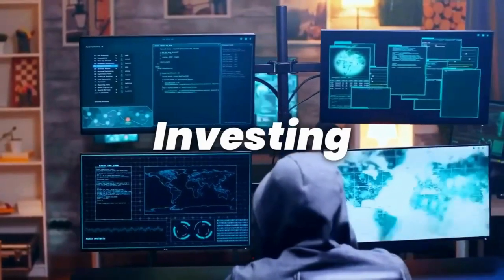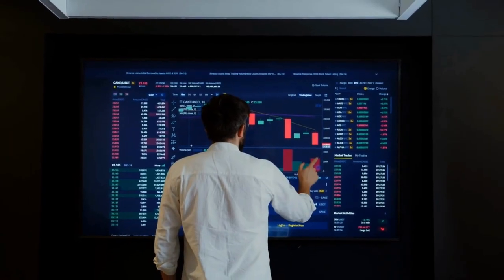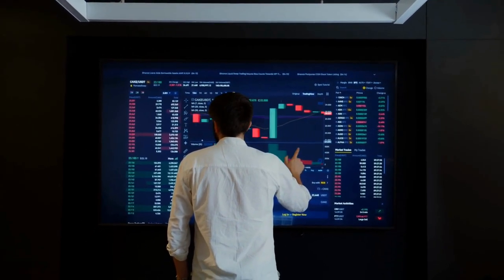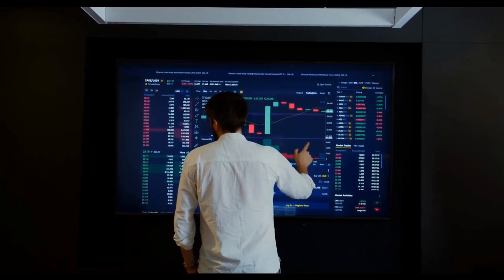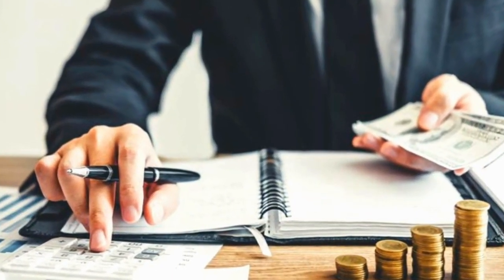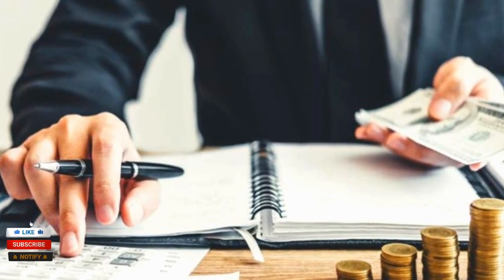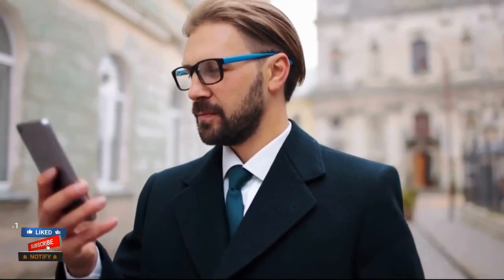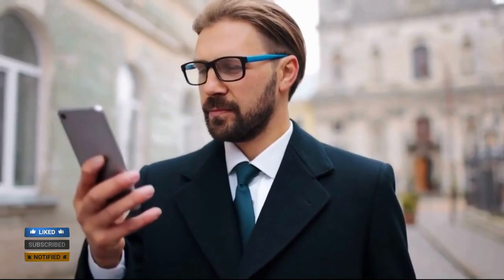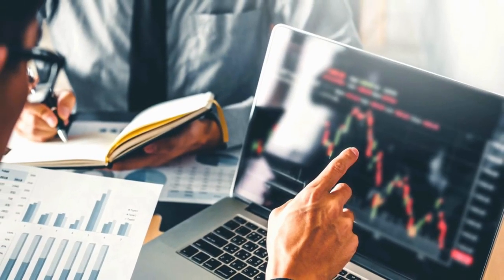Investing. Over time, investing your money can help you increase your wealth. Investing options include stocks, bonds, and real estate. Alternative investments like peer-to-peer lending or cryptocurrencies are another option. Before making any selections, it's crucial to conduct your homework and educate yourself on the various investment options.